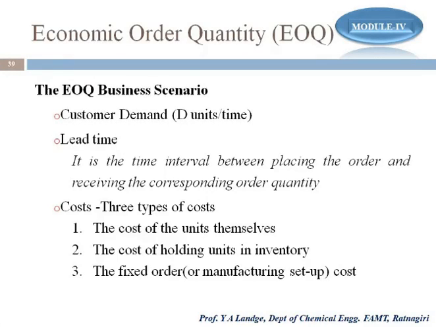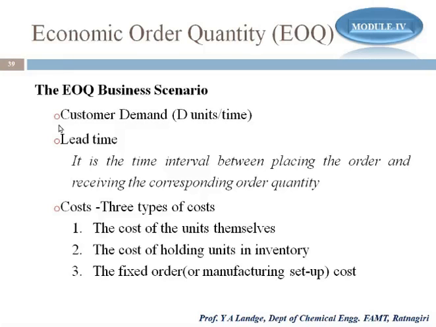The first cost is the cost of the unit, meaning the cost of the raw materials which we are purchasing. The second cost is the holding cost, and the third cost is called the fixed order or manufacturing setup cost. Okay, that is called the fixed cost. So the cost of unit, the cost of holding, and the fixed order cost. These are the three types of cost in the EOQ model.